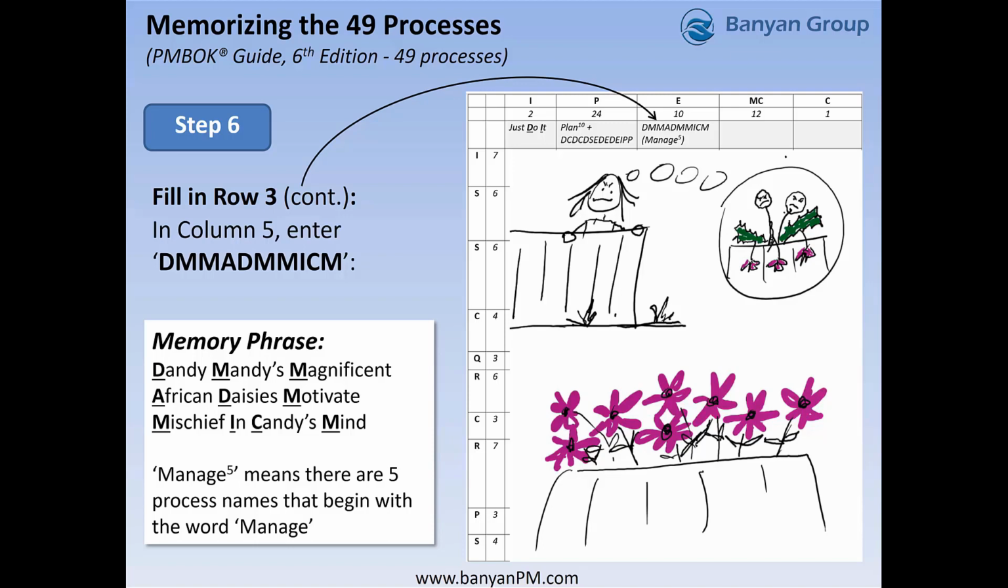Now you'll also see we wrote Manage 5 below that mnemonic. Manage 5 means there are 5 process names that begin with the word manage in this list. So everywhere you see an M in that string of 10 letters, the M's represent processes that start with the word manage.